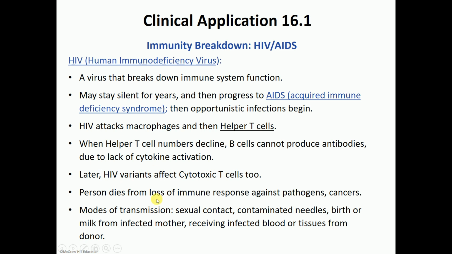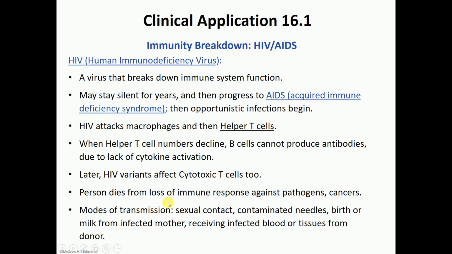The causes of death are usually due to the loss of the immune response against different pathogens and different cancers. So our immune system not only protects us against infections, it also protects us against cancerous changes. Our cells, every single day, some of them do change into cancerous cells, but our immune system has the ability to identify them and destroy them. In HIV or in AIDS patients, they lose that ability to respond to pathogens and respond to any cells that have become cancerous.